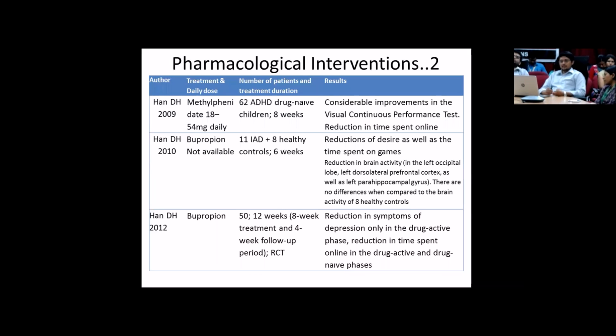Initially there was reduced desire and time spent on the internet and on the games with bupropion. When you compare the brain activity, there was not much difference between the healthy control and the internet addiction groups. They next went ahead with a randomized control trial with 50 individuals for a 12-week period, 8-week treatment followed by a 4-week follow-up period. During the 8 weeks of treatment, there was reduction in depression scores, and in the follow-up period, it was comparable. I mean, there was reduction in time spent on the internet.